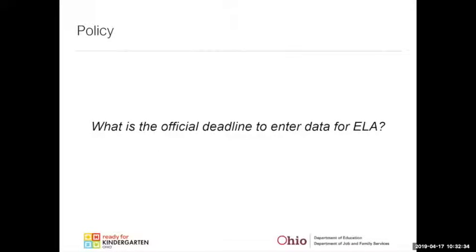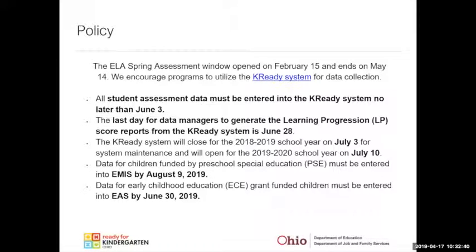So the first question is, what is the official deadline to enter data for the early learning assessment? This is kind of a long answer because there are multiple dates to get to the end goal for the end of this school year. As you know, we are in the spring window currently, which opened on February 15th. The window ends on May 14th.